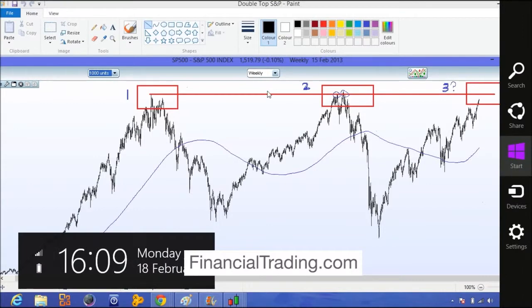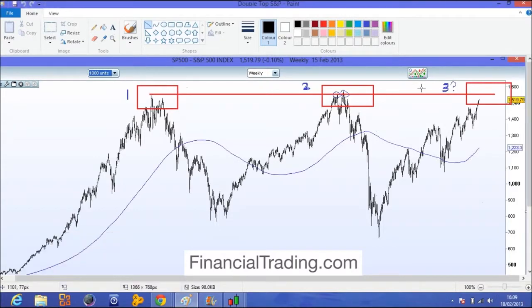We are heading for that line again. That's that long-term resistance line. We're heading for it again. I would say in a couple of months we're going to hit that, and we could have a triple top on our hands.